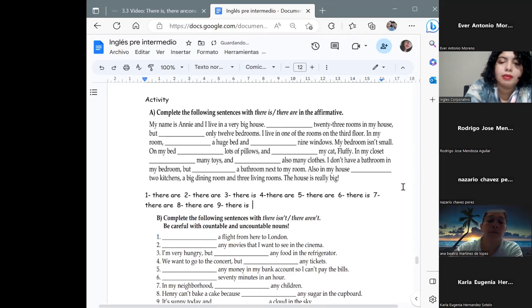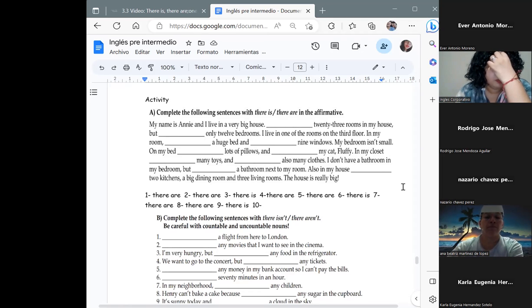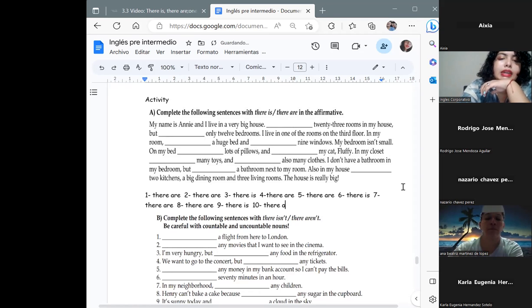And the last one, number 10. Also in my house, 2 kitchens, a big dining room, and 3 living rooms. The house is really big. También en mi casa, 2 cocinas, un gran comedor, 3 salas. La casa es bastante grande. So in this case, there is or there are? There are, very good. Excellent. Hay 2 cocinas. So in that case, we use there are. Excellent. Now, we are going to see the second part.